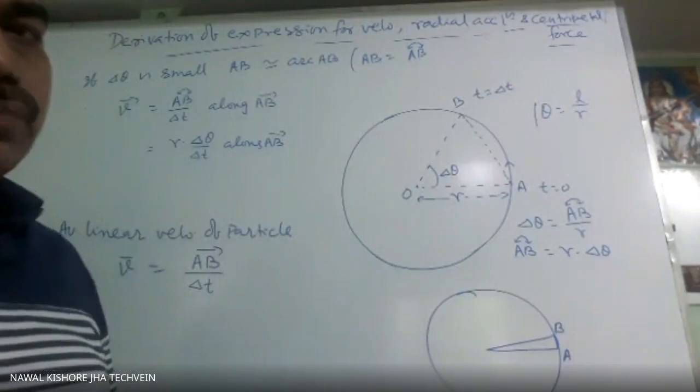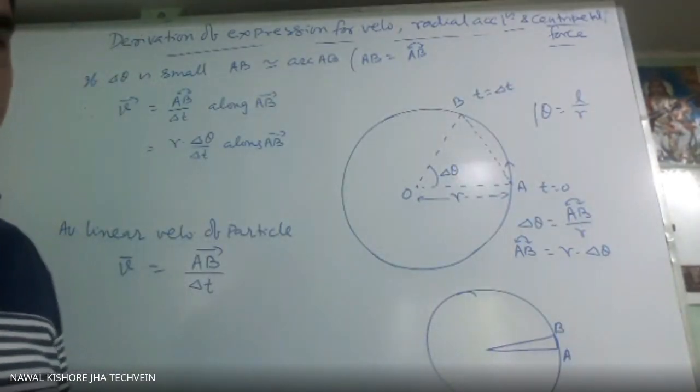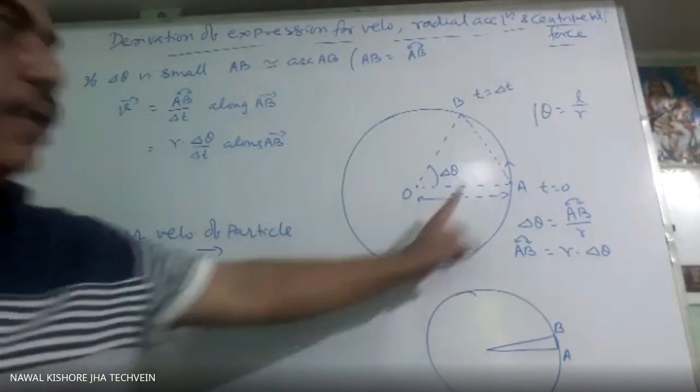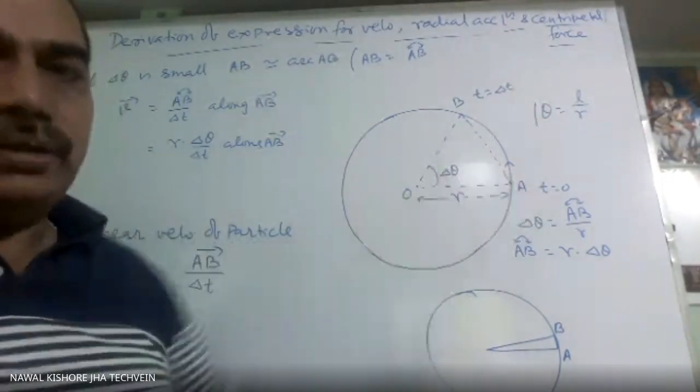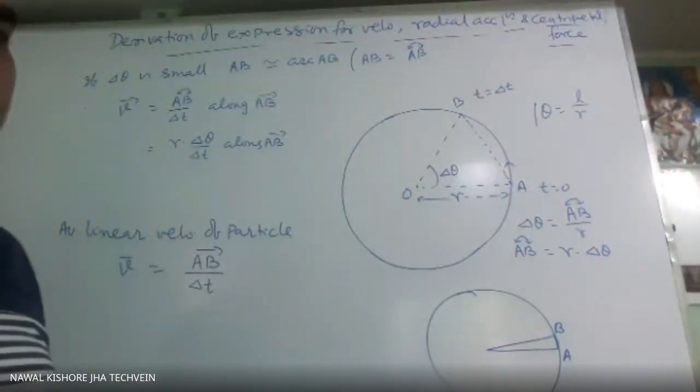Now we are interested in finding the instantaneous velocity, that is, the velocity at point A. Then how will you find it?